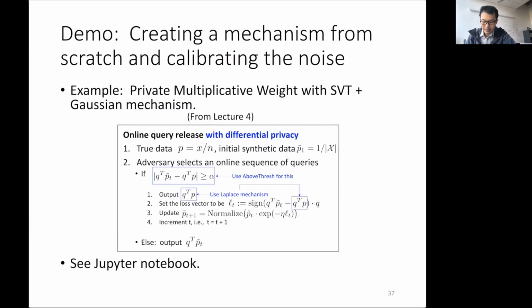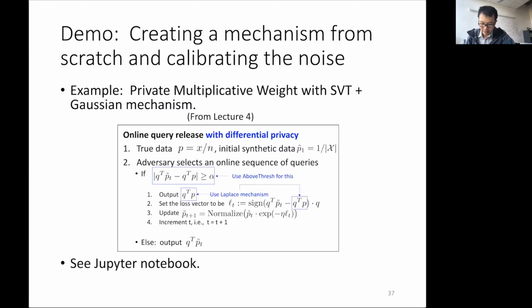Okay, so recall that the algorithm is simply trying to answer an online sequence of linear queries, or more generally, arbitrary low-sensitivity queries. And we wanted to figure out how to do it in a way that preserves differential privacy, and to answer an exponentially large set of possible queries.